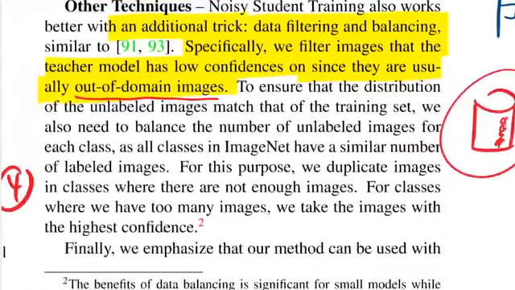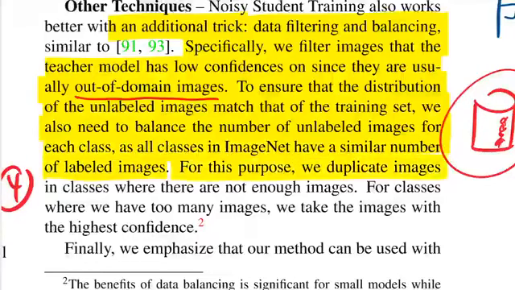And then also, to ensure that the distribution of the unlabeled images matches that of the training set, we also need to balance the number of unlabeled images for each class, as all classes in ImageNet have a similar number of labeled images. For this purpose, we duplicate images in classes where there are not enough images. For classes where we have too many images, we take the images with the highest confidence.